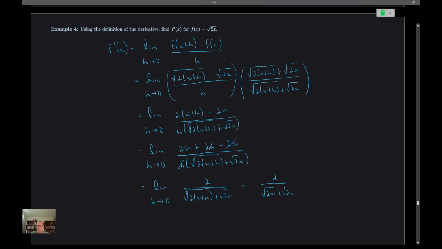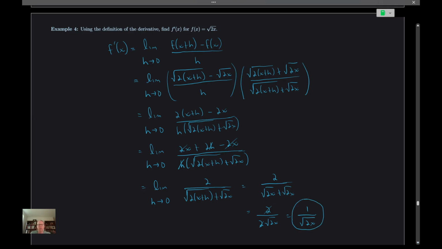Maybe you can see where this is going, but we got a lot of 2's, so I don't want to go too fast, skip too many steps. We have 2 over, now square root of 2x plus square root of 2x is 2 square root of 2x. So now the 2's cancel, and we have 1 over square root of 2x. And that is our derivative.